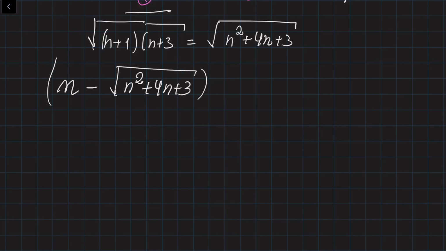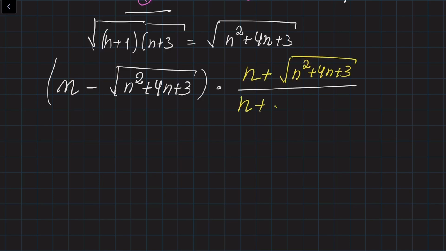What I'm going to do is multiply this by some ratio, so that the limit doesn't change. It means that numerator and denominator should be the same. So which term do we need to multiply by? We need to multiply by the term which helps us to get rid of the square root. So this would be the term n plus square root of n squared plus 4n plus 3, and I have to divide by the same term so that it doesn't change our original limit.